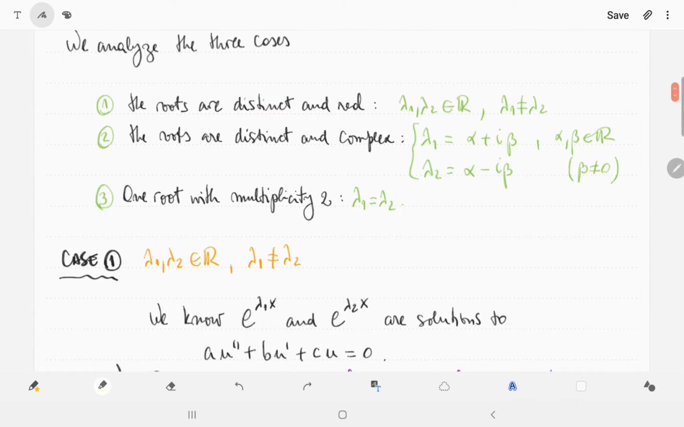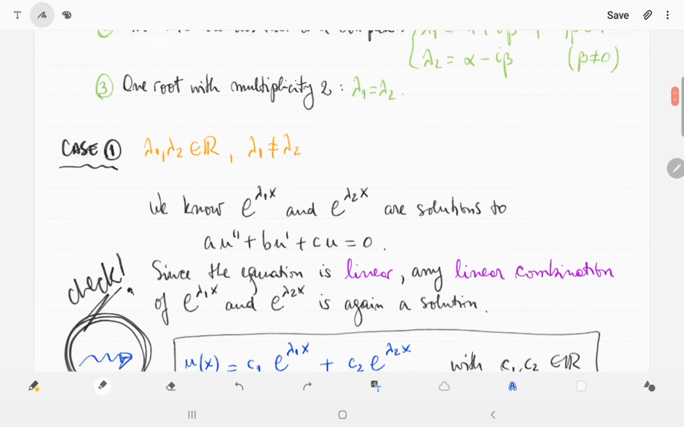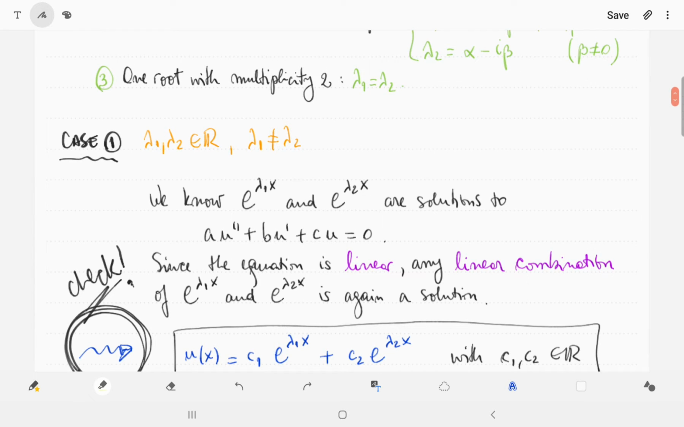Okay, so here are the cases that I just mentioned. The roots are distinct and real, the roots are distinct and complex, or we have only one root with multiplicity 2. So let's see what we can say about this. First case, the two roots different and real, which means that these two exponentials are solutions.